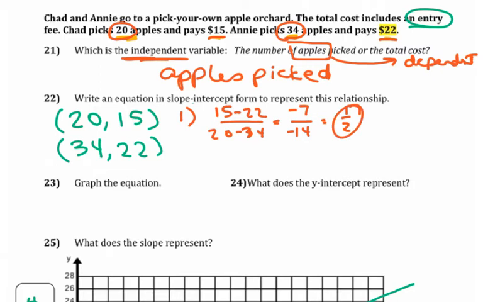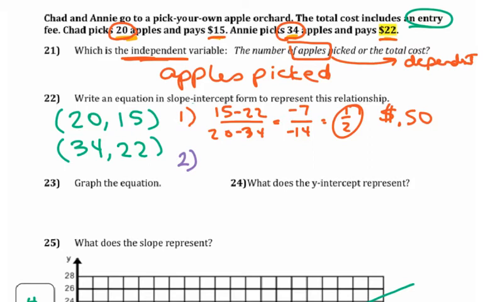In terms of this problem, what does that mean? 1/2 what? What are we talking about? What's a change? So the change is per apple, and since I'm talking about money, that's half of $1. That's 50 cents. So that's my slope.